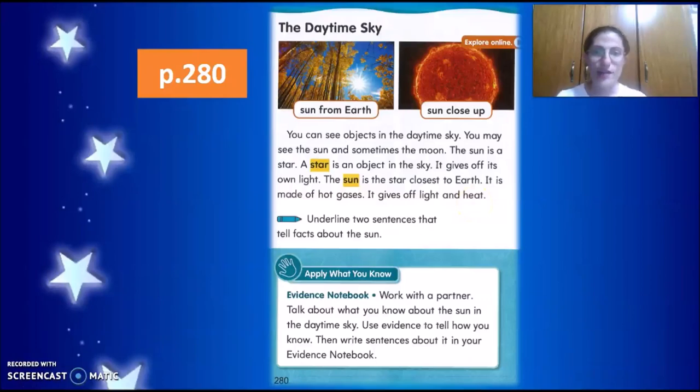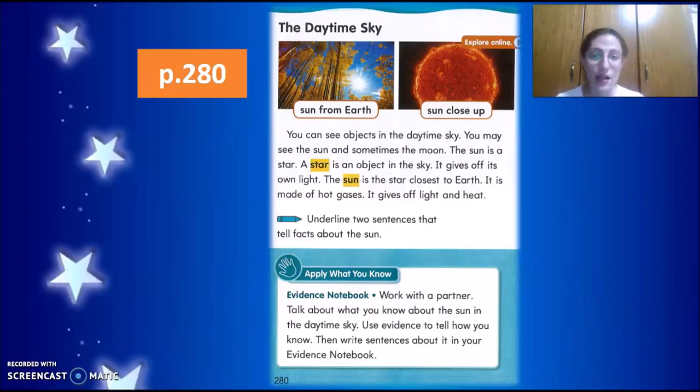So, they're telling us that we could see objects in the daytime sky, such as the clouds, such as the sun. Excellent. And they're telling us you may see the sun and sometimes the moon. So not all the time. We could spot the moon during the daytime sometimes, right? They're telling us about the sun. It is a star. And we know that a star is an object in the sky. Okay, where is it? Is it found on the ground? No, it is in the sky, right?